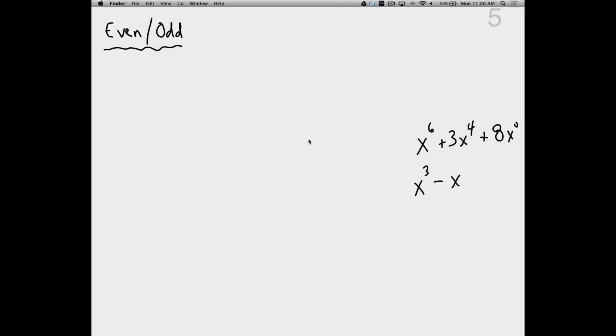Max, back to you. If I was to graph an even function, we'll just deal with even right now. If I was to graph an even function, what does an even function look like graphically?